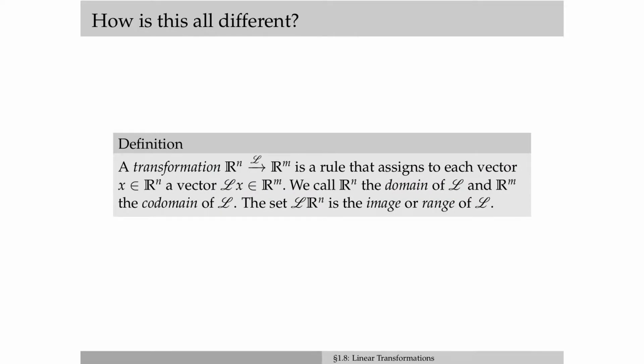So a transformation is a function from Rn to Rm that assigns to each vector in here a vector over there. Well, you know what that is. It's nothing more than a different definition of a function. So they're essentially synonymous for us right now.